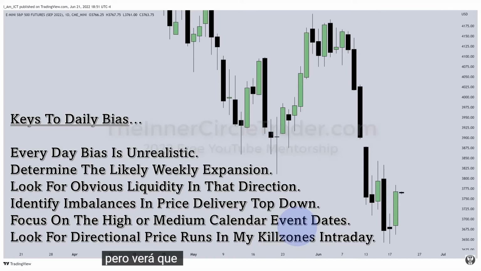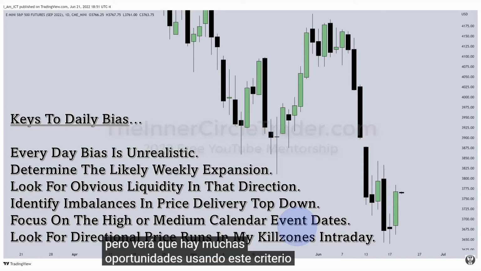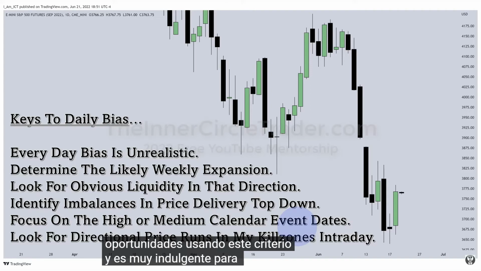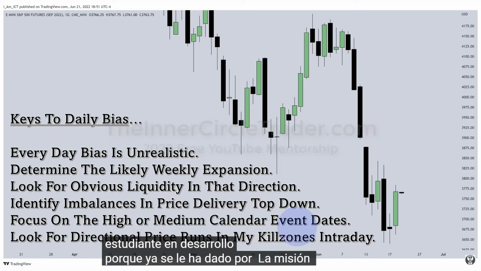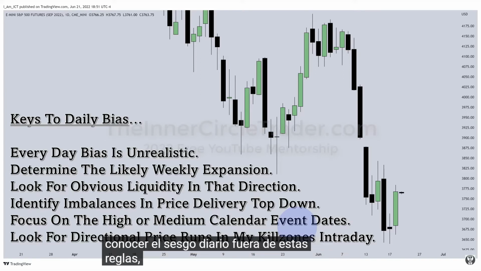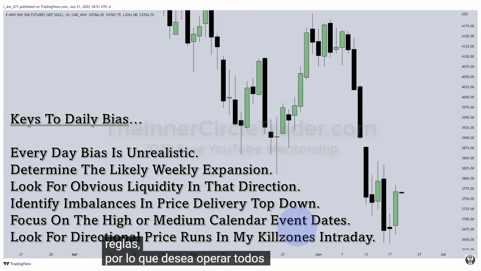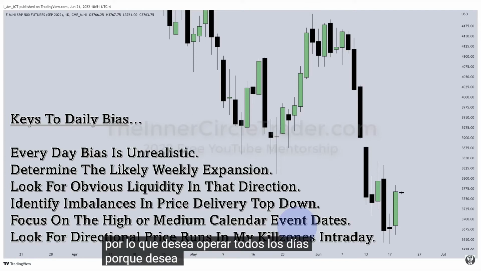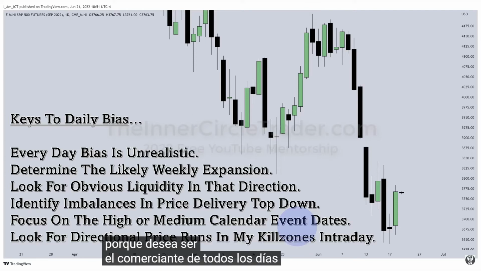But you'll see that there's a lot of opportunities using this criteria. And it's very forgiving for you as a developing student because it's already given you permission not to know the daily bias outside of these rules. See, you want to trade every single day because you want to be the everyday trader. I don't want to be the everyday trader.